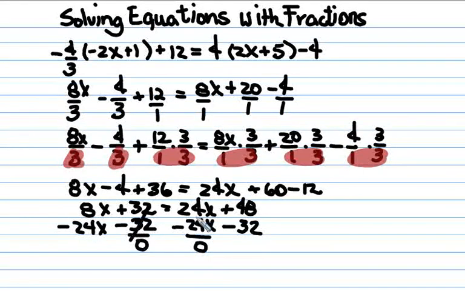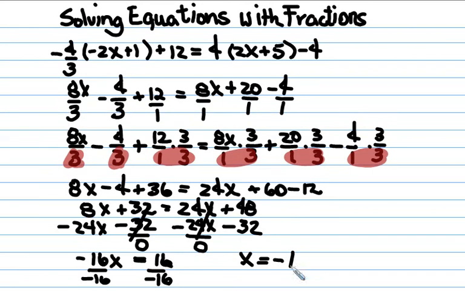So those cancel to 0. 8 minus 24 is 16x. And it's negative 16x equals 16. So to solve for x, I divide each side by negative 16. So now I get x equals a negative 1.